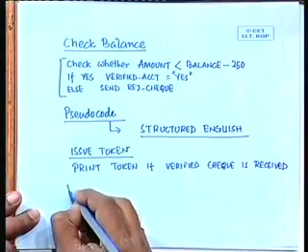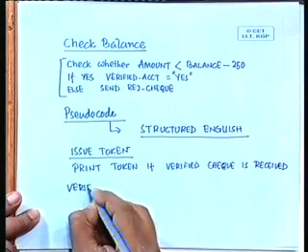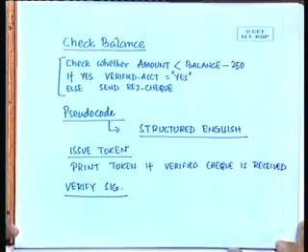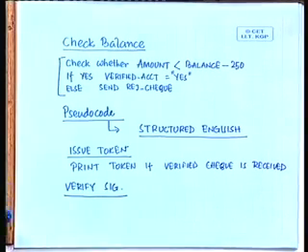Finally, verify signature. What should be there in verify signature? Again, check whether the signature in the check is matching that of the signature record. If it is matching, then fine, put the verified signature flag on, else send again a rejected check. Alright. So, that is what it is.